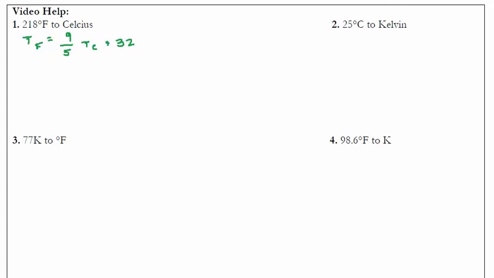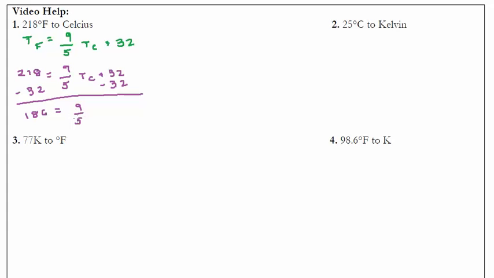And so what I'm going to do is plug in what I know. So I know that I have 218 degrees Fahrenheit, and I'm going to set that equal to 9/5 times Tc, I don't know what Tc is, plus 32. And so what I need to do is first subtract both sides by 32. So what I end up getting is 186 equals 9/5 times Tc.